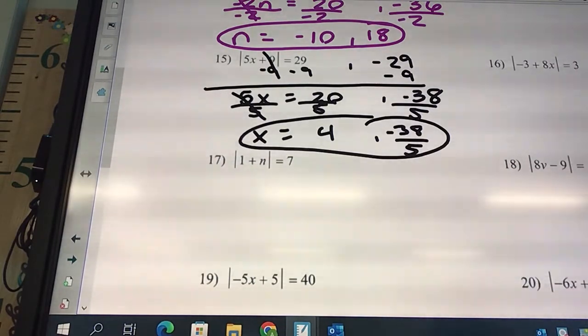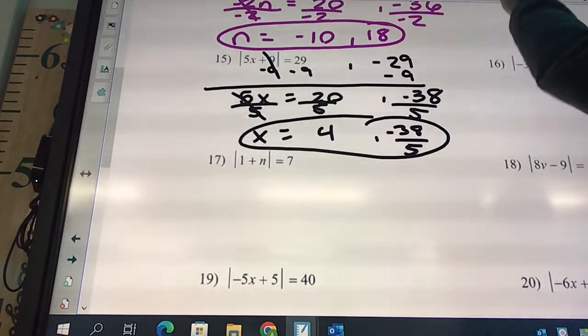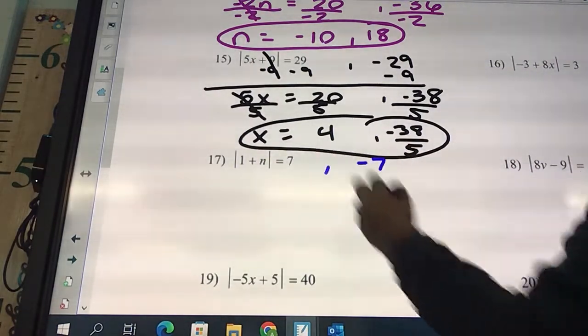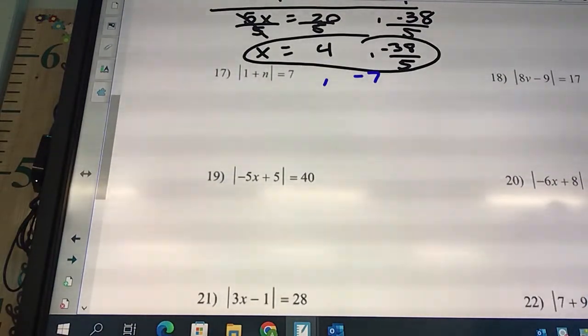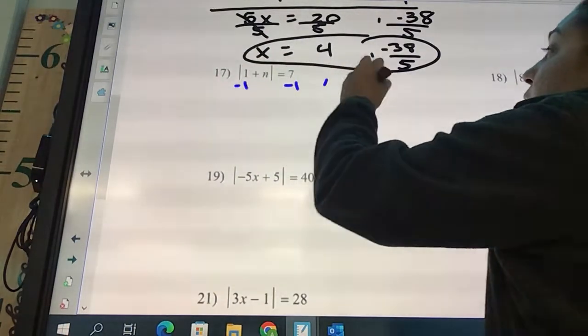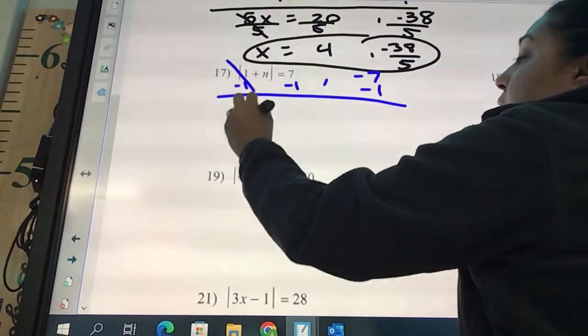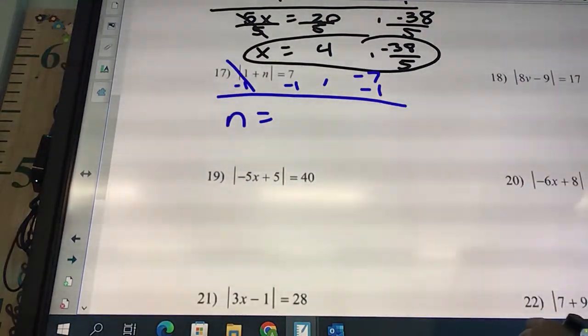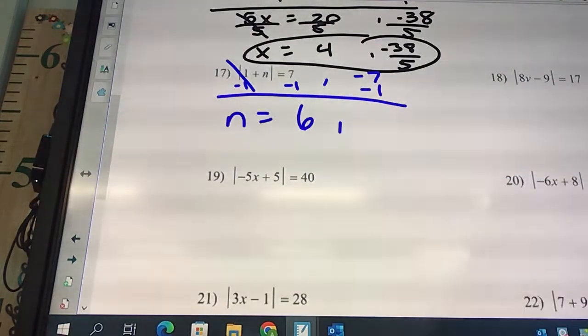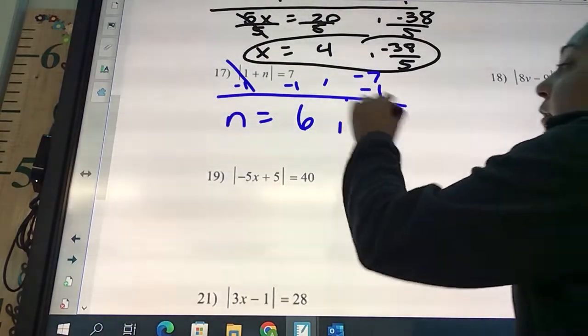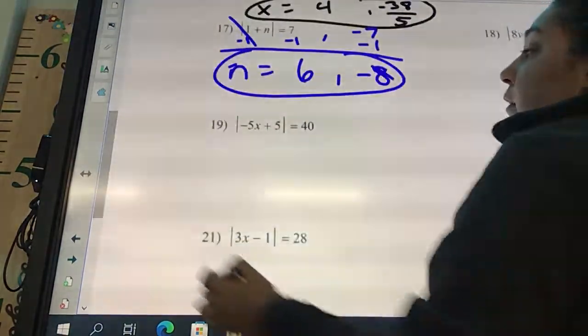Okay, 17. We're going to say comma, negative 7. What's going to get moved first? The 1. We're going to say minus 1, minus 1, minus 1. What is 7 minus 1? 6. Negative 7 minus 1. Negative 8.